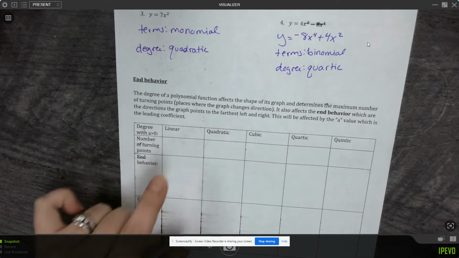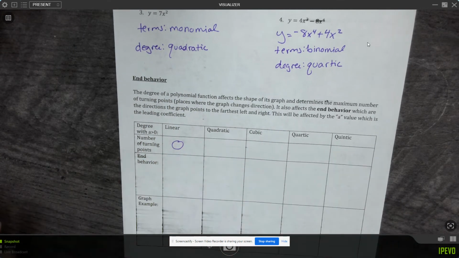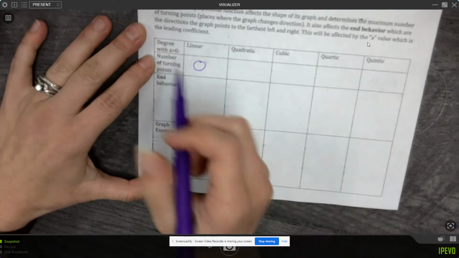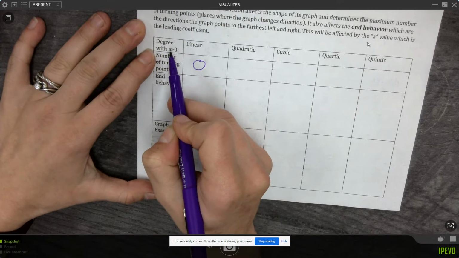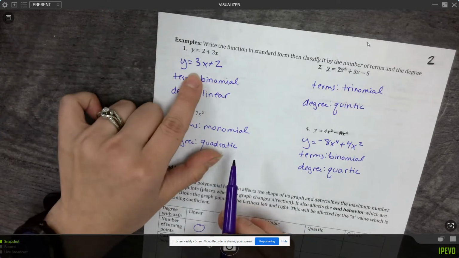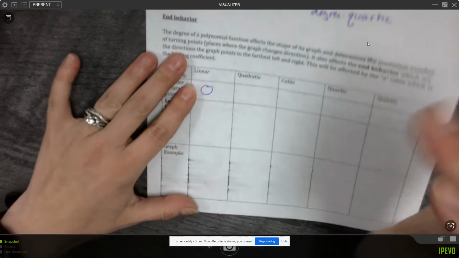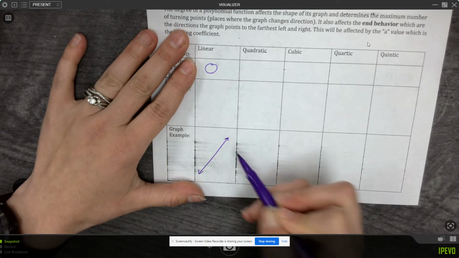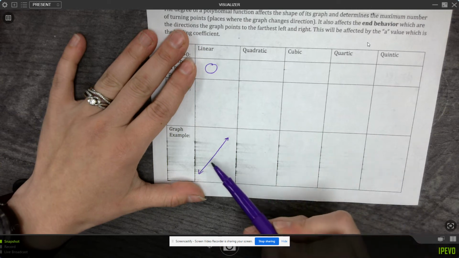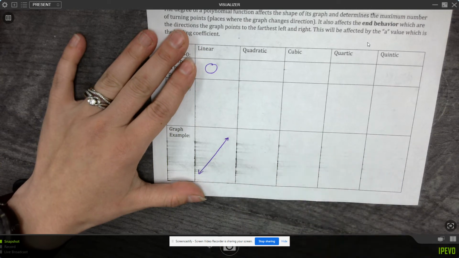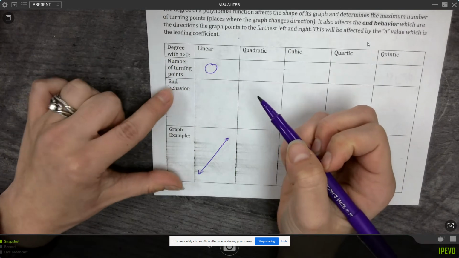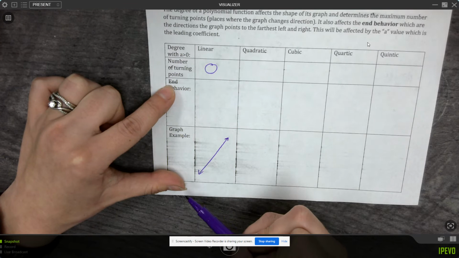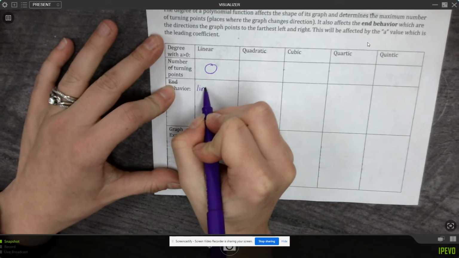A linear graph has no turning points. Because a linear graph, and we are dealing with if the a value is greater than 0, so if that leading number here is positive, you know a linear makes a line. If it's positive, it's going to be going in an upward direction. See how there's no turning points there. So the end behavior, as I go to the left, it is going down.